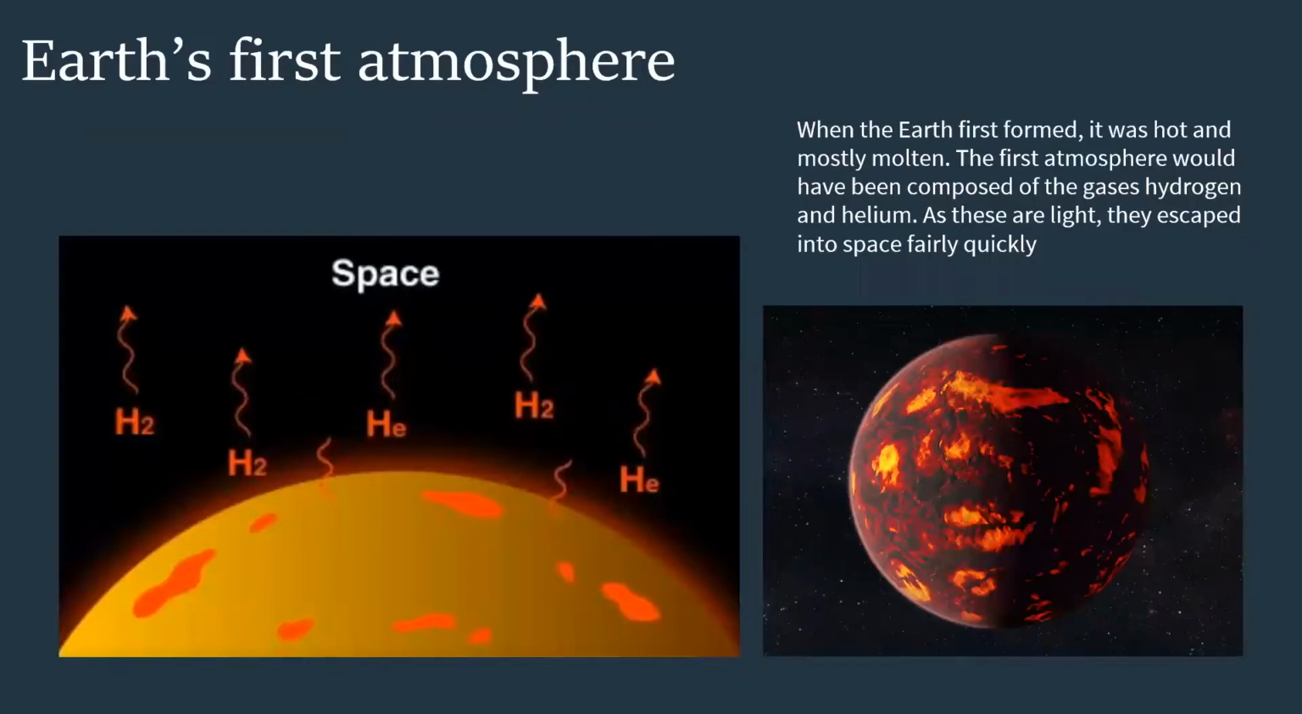Okay, let's have a look at Earth. Let's focus on Earth for this video. When the Earth first formed, it was obviously very hot, and mostly molten because it was so hot. The early atmosphere was very different to today's. It would have been formed of hydrogen and helium. The Earth didn't hold on to these in the atmosphere because they're so light, they escape into space fairly quickly.